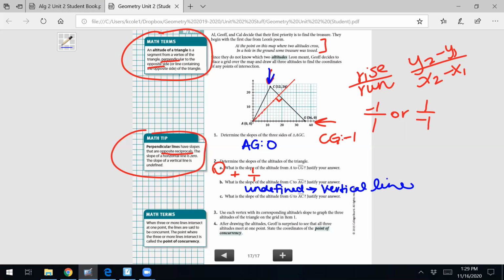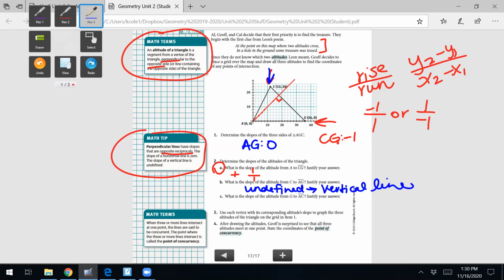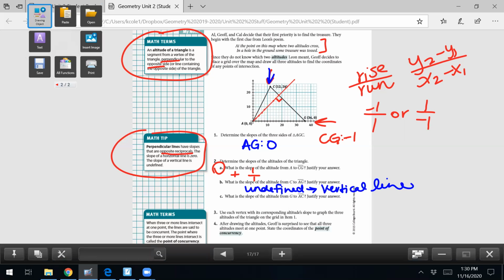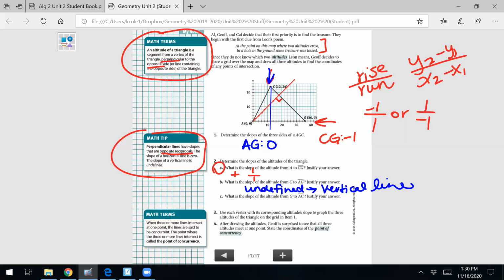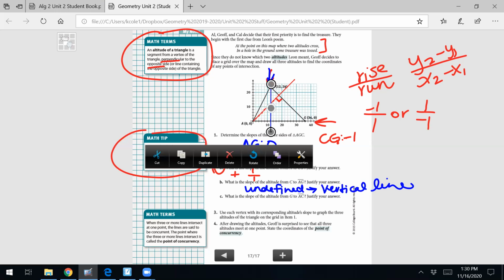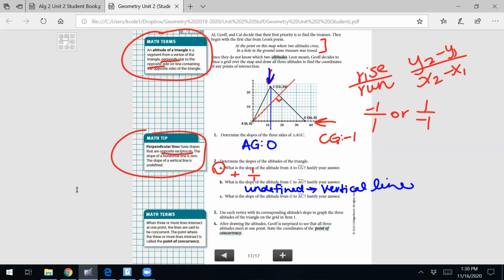Now, you cannot draw that straight up and down line wherever you want. It has to connect with C. So when you take your straight edge, line it up with C and draw a vertical line. Again, we are trying to be very precise because we are looking for the point of concurrency, and that's going to be where all of these altitudes cross each other.